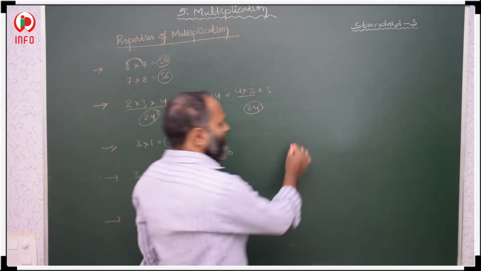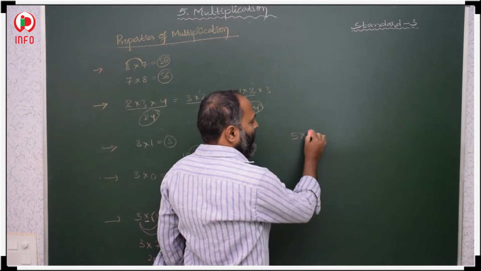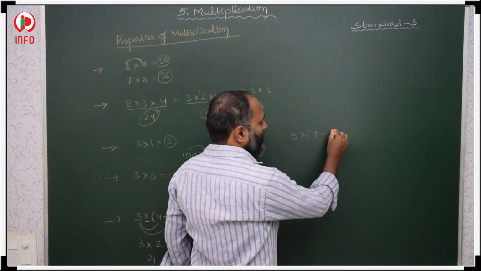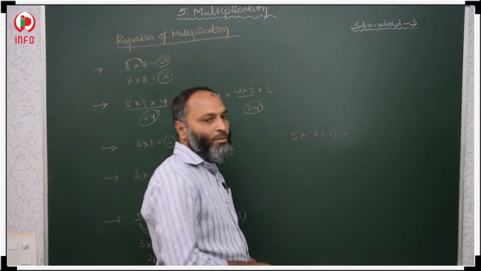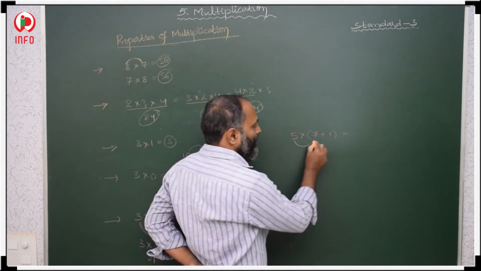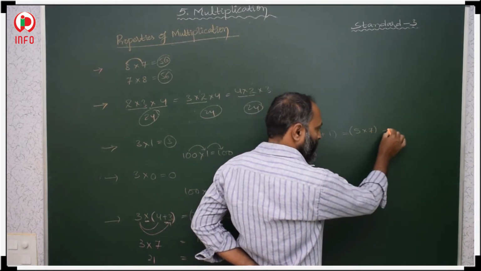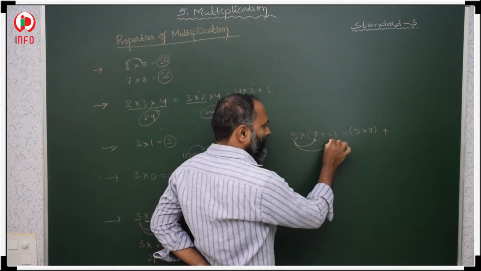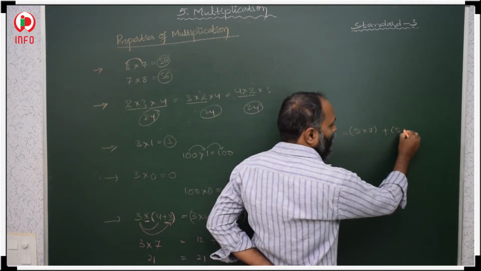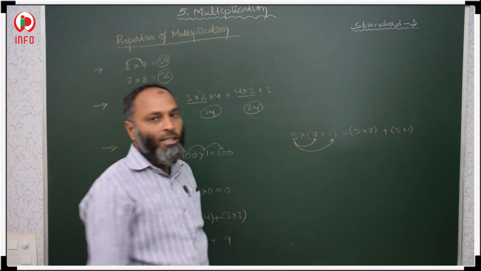For example, 5 into (7 plus 1) is there. Then what is our distributive property? 5 is multiplied with 7, then after that plus 5 is multiplied with 1. So this is called the distributive property.